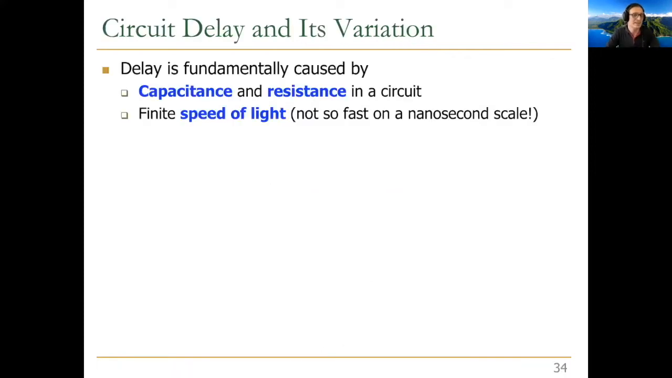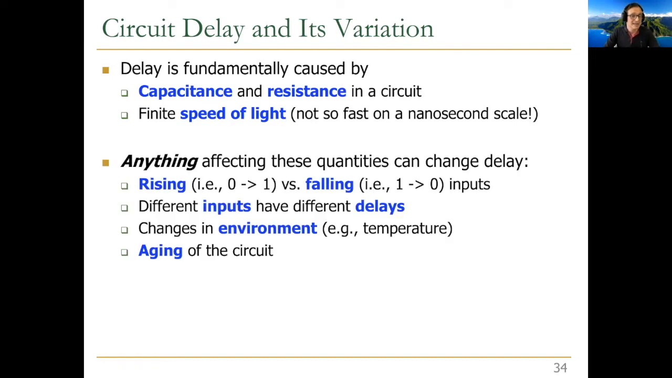So this is fundamental. It's really caused by the capacitance and the resistance in a circuit, and also the finite speed of light. Basically, you cannot move the electrons or the holes faster than the speed of light, essentially. So wires have delay as well. So anything affecting these quantities can also change the delay.